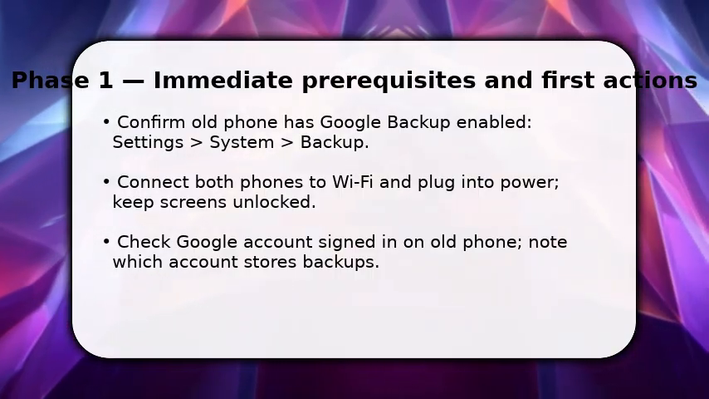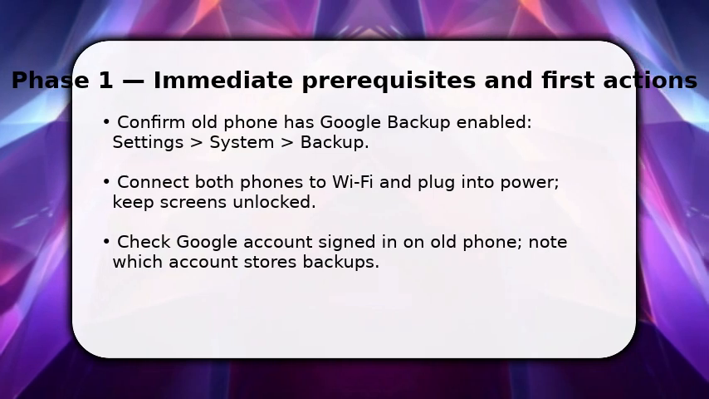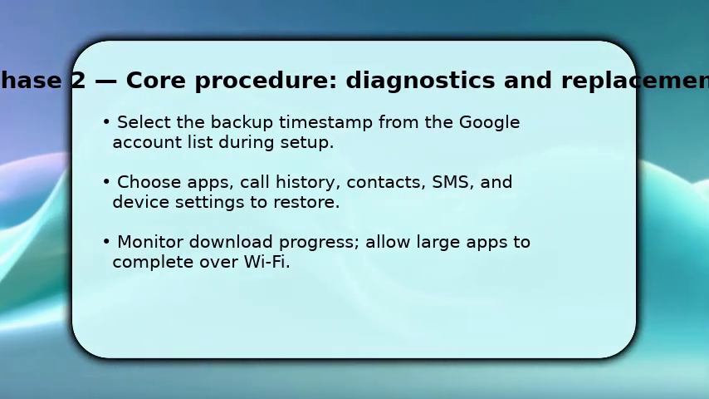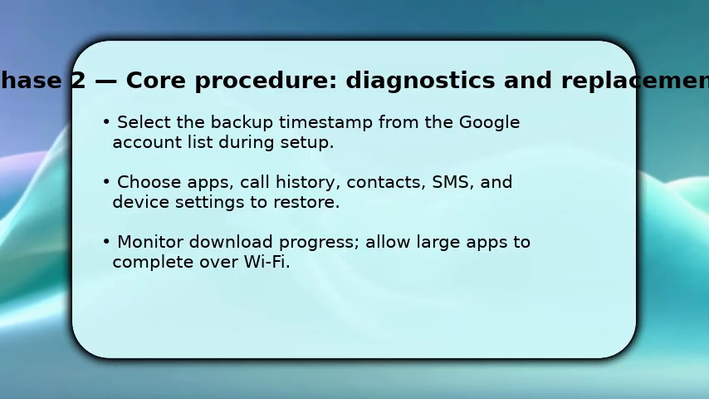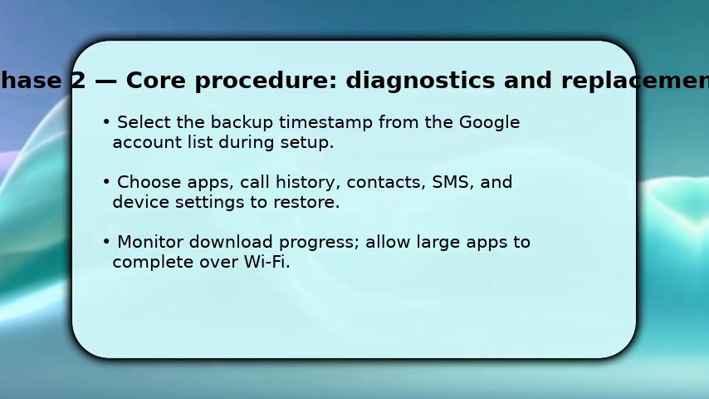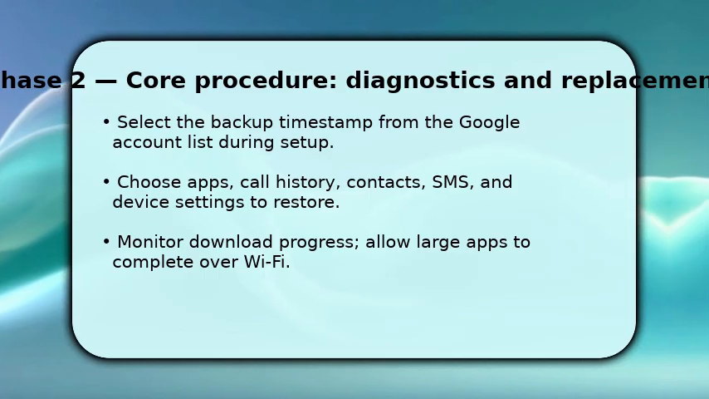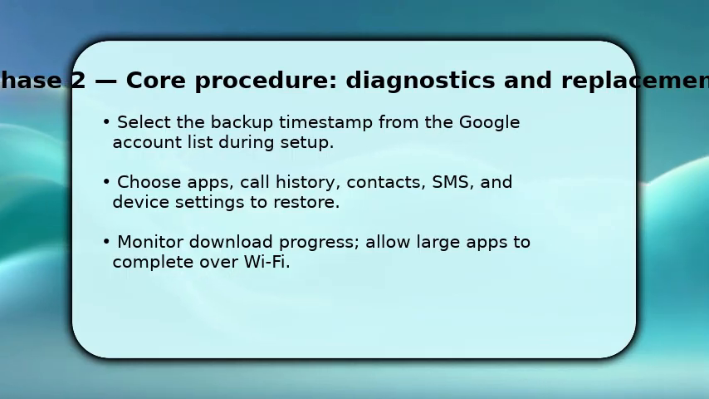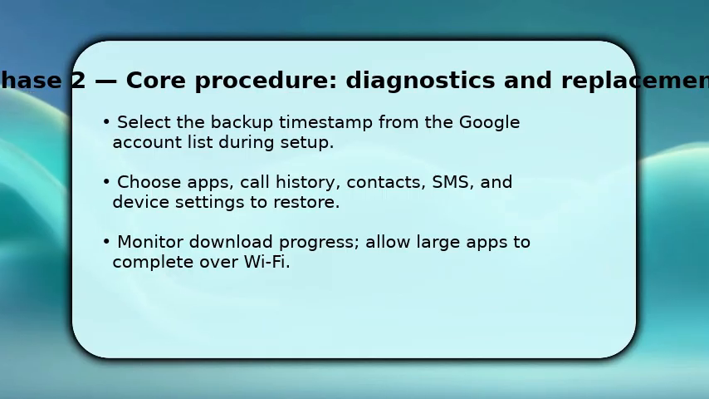The process will list available backups from your account. Next, pick the right backup timestamp. This defines which apps, settings, and files come over, so choose the most recent complete backup. You can customize. Select apps, SMS, contacts, photos, and device settings individually. That reduces unnecessary restores. While apps download, keep the phone awake and on Wi-Fi to avoid stalled downloads.